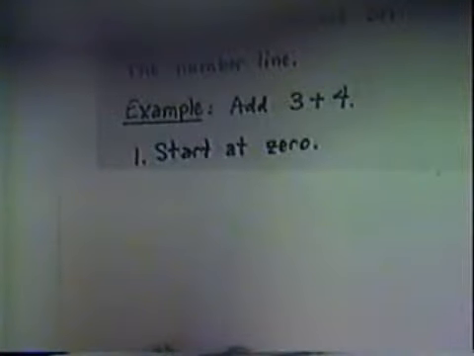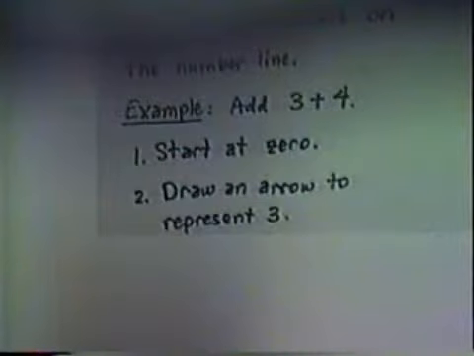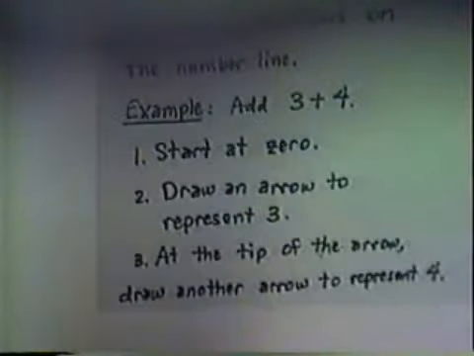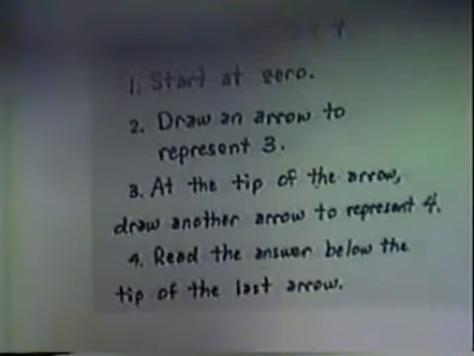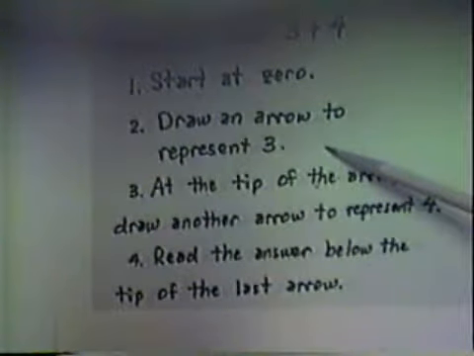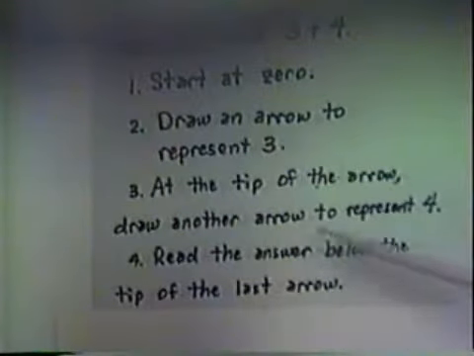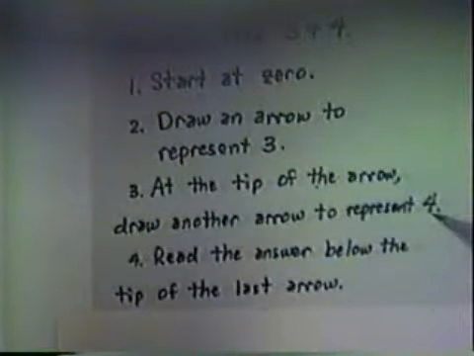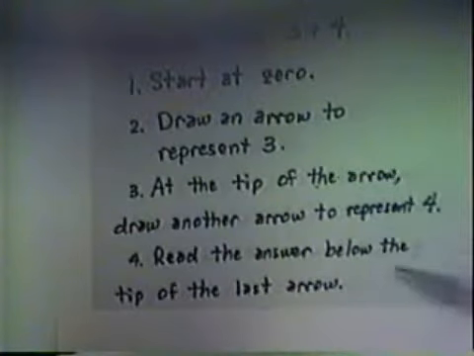Start at 0. Draw an arrow to represent 3. At the tip of the arrow, draw another arrow to represent 4. Finally, read the answer below the tip of the last arrow. So here's our procedure. Start at 0, draw an arrow to represent 3. At the tip of the arrow, draw another arrow to represent 4. Finally, read the answer below the tip of the last arrow.